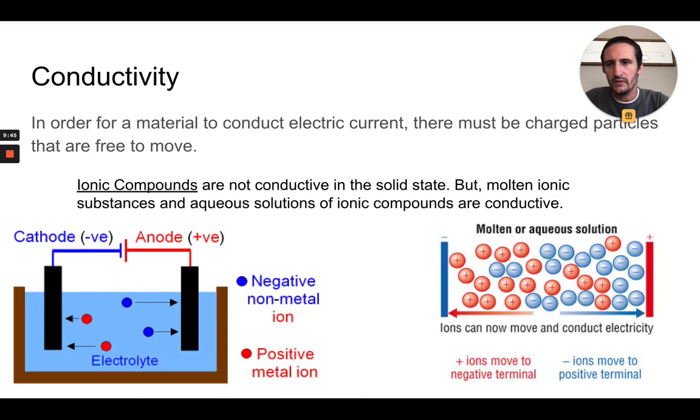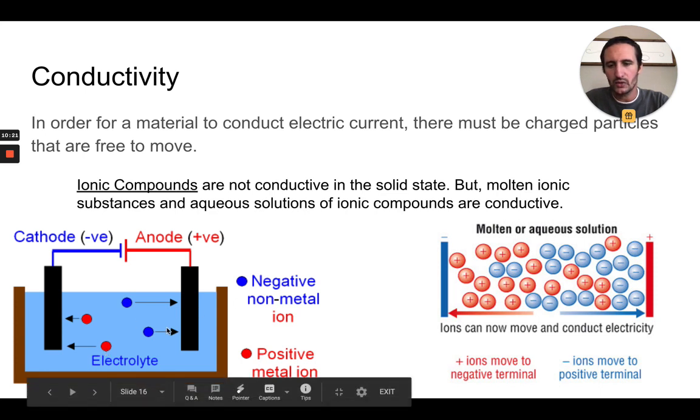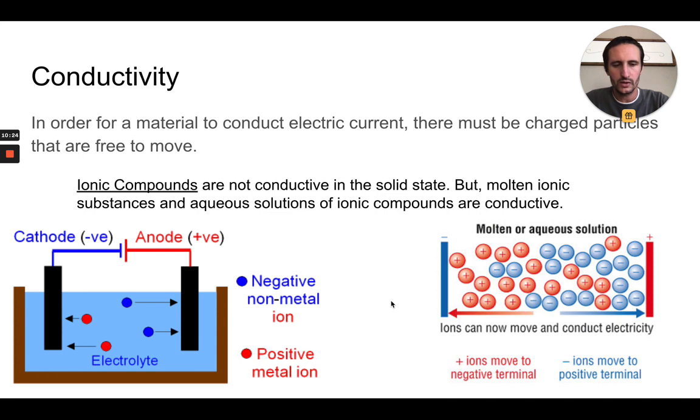Conductivity is really the movement of charged particles. In order for a material to conduct electricity, there must be charged particles that are free to move. Thinking about ionic substances, in the regular solid state, ionic substances are not conductive. However, if you melt an ionic substance, so you put it in the molten state, or if you have an aqueous solution of ionic compounds, they are conductive, because in the aqueous state, these ions are dissociated and they're free to move through the solution.